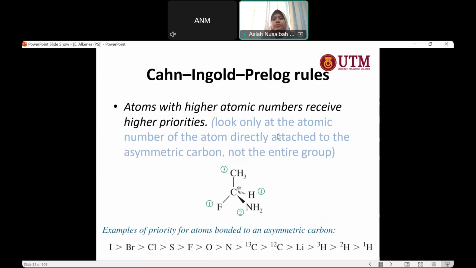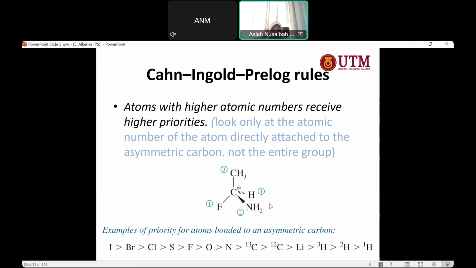Now look, we have this structure. We have a C attaching to 4 different atoms: F, CH3, so it's attached to C, and then we have H, and then we have nitrogen, N. Look only at the atomic number of the atom directly attached to the asymmetric carbon, not the entire group. Which means when you see the atom attaching to the C that you want to number, here in the middle is the C, we see directly the atom, not CH3, we see C only. We don't see NH2, we see N only.